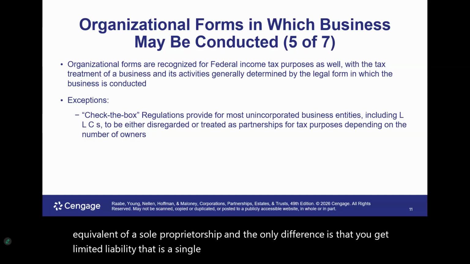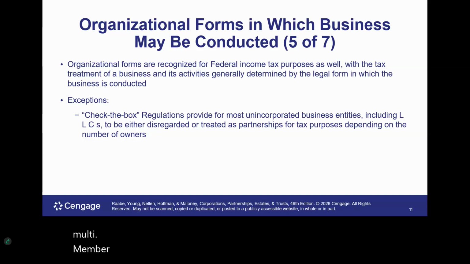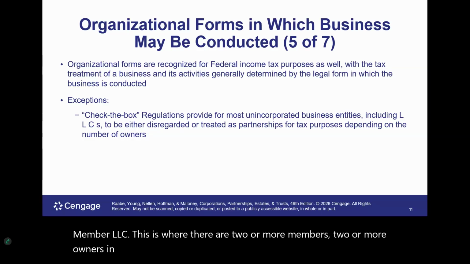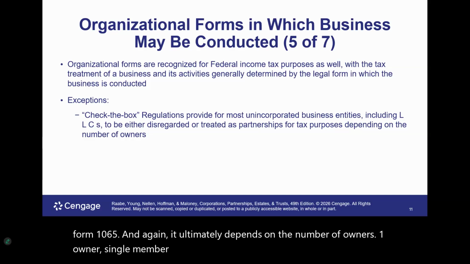In such case, when they are treated as disregarded, they file Schedule C. When we have what's called a multi-member LLC, where there are two or more members, two or more owners, they are treated as a partnership. So they would file Form 1065. And again, it ultimately depends on the number of owners. One owner, single member; two or more, multi-member.